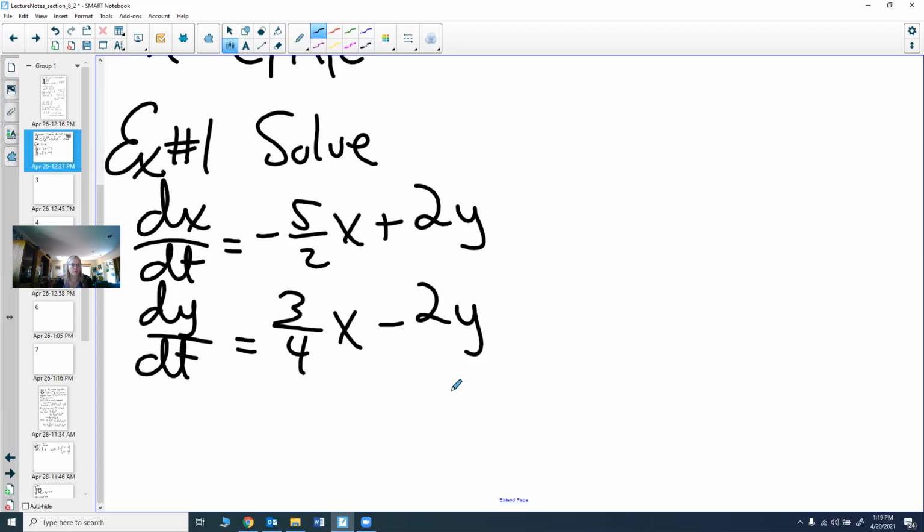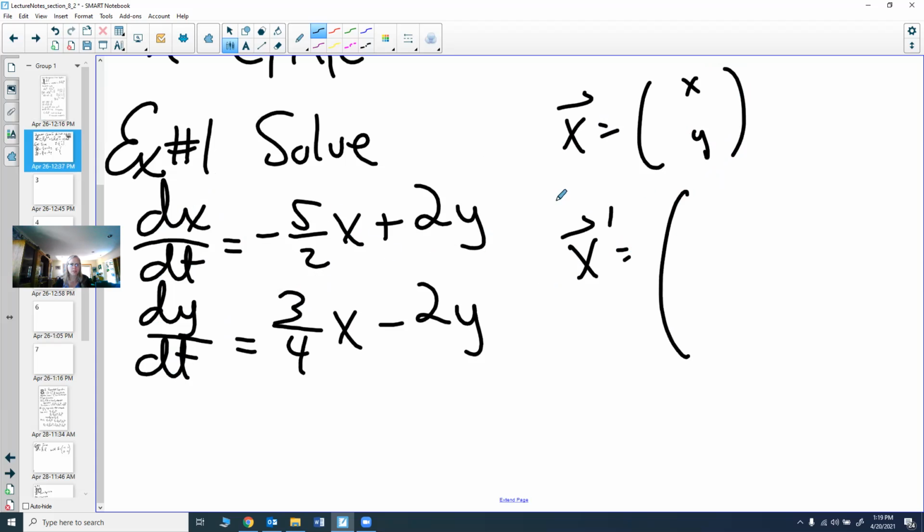So my first step to solve this is to first write this as a matrix. If we want to write this as a matrix, the x matrix, remember the x matrix is the matrix xy. You can do x1, x2, but since we're using x and y, we use xy. And so this would be x prime is equal to the coefficients minus 5 halves, 2, 3/4, negative 2 times that matrix x.